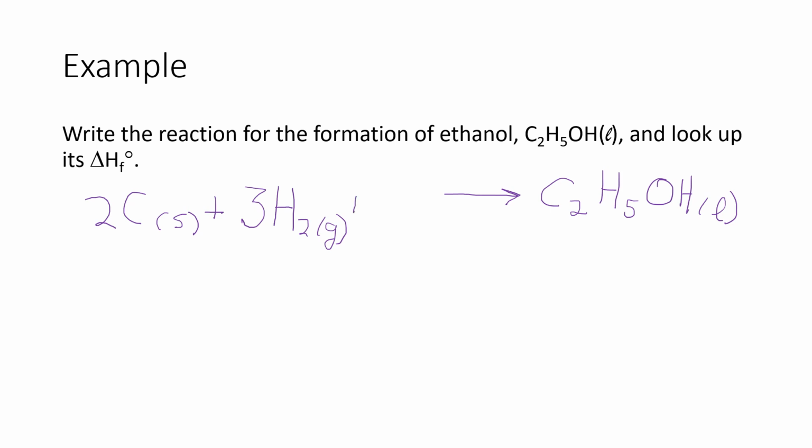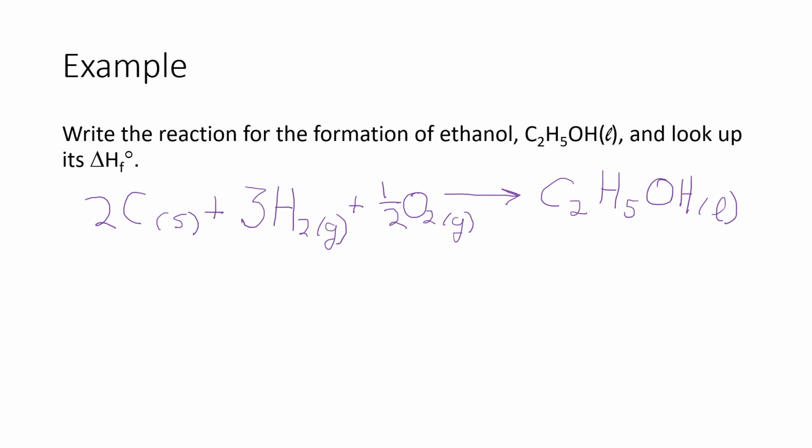And then the last element we need is oxygen. So I will try to squeeze in O2 gas here. And for oxygen, we only need 1 of them. So the coefficient that we'll write out in front of oxygen is 1/2, because 1/2 times 2 will give us 1.